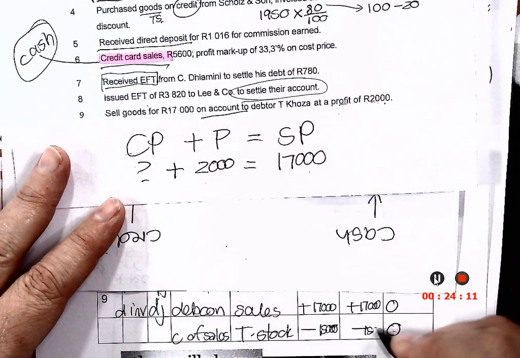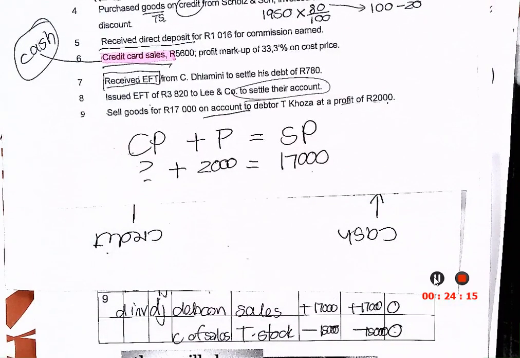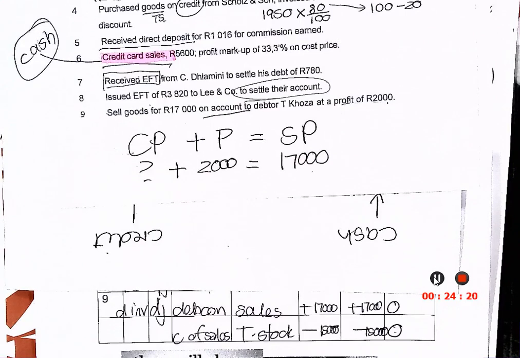Please don't let me catch you like this in a test. What a lot of people do is they will take the 2,000 as the cost price. Okay?